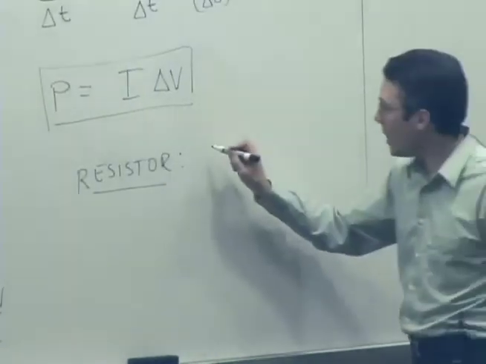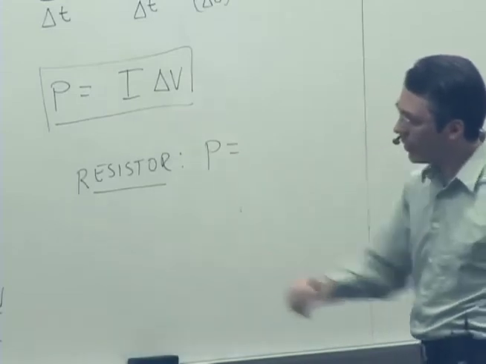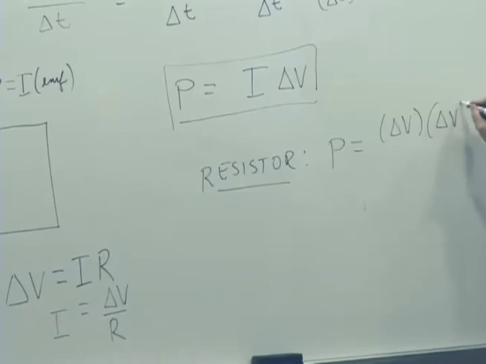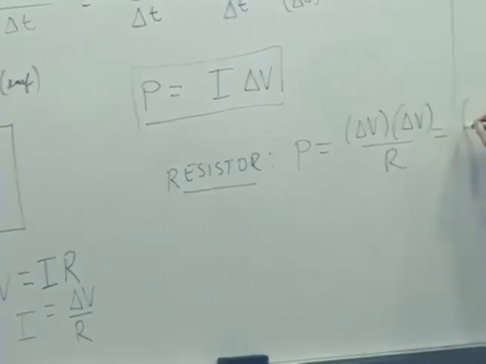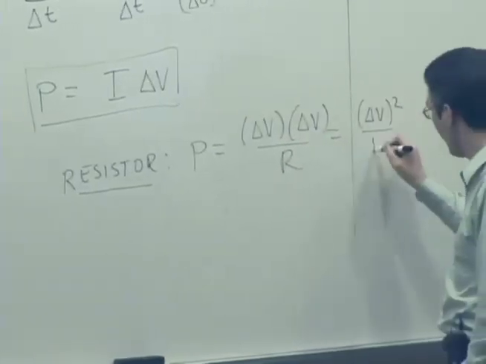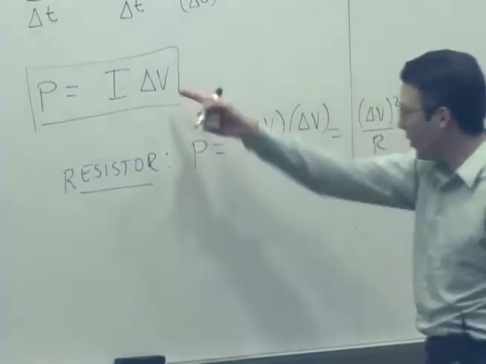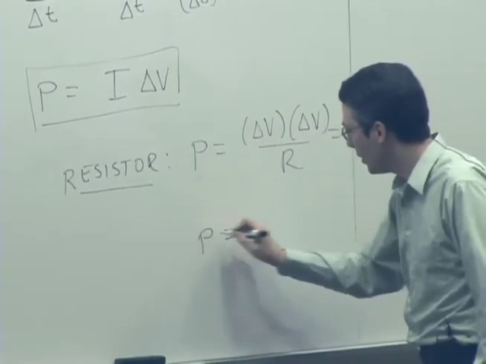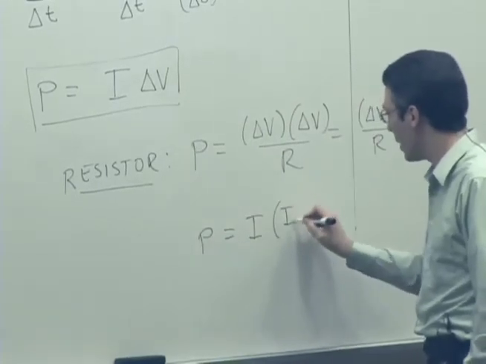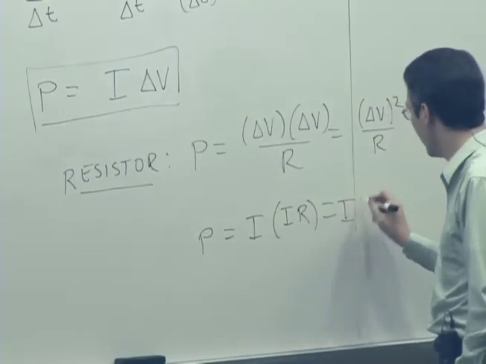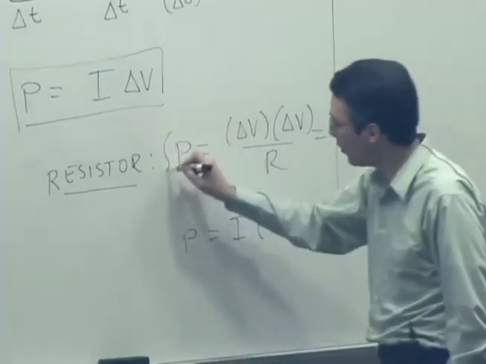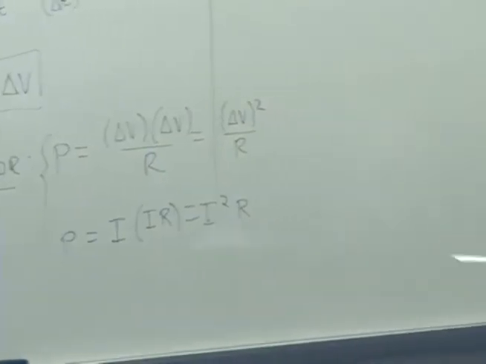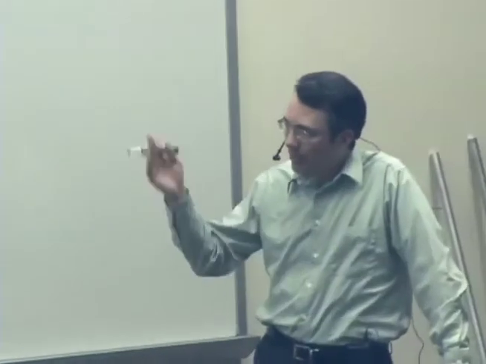Then for a resistor, if we substitute in the current, we could say it's delta V times delta V over the resistance, or delta V squared over R. Or alternatively, I could substitute in the potential difference if I knew the current and say that this is I times IR, or I squared times R. Okay, so these formulas are only for resistors. This one is true all the time. You'll have a homework problem or two that deals with this.